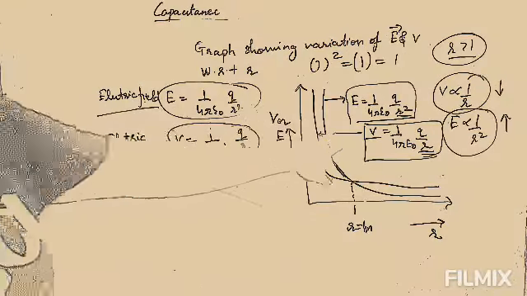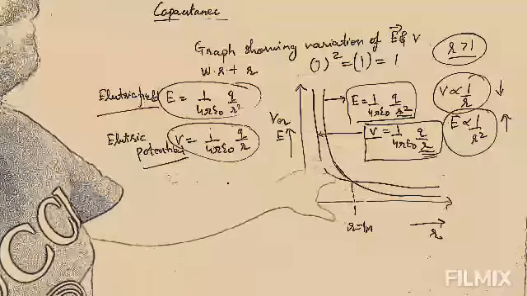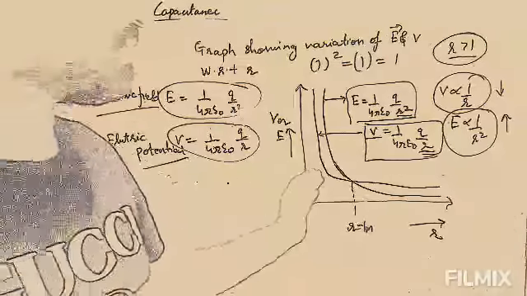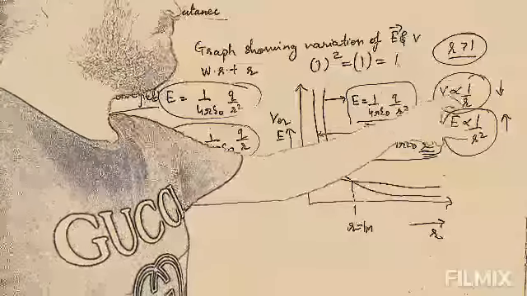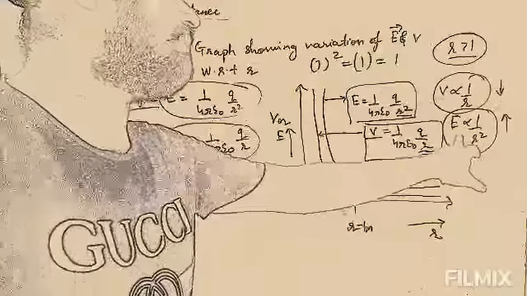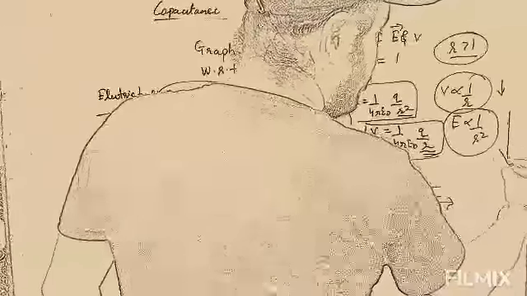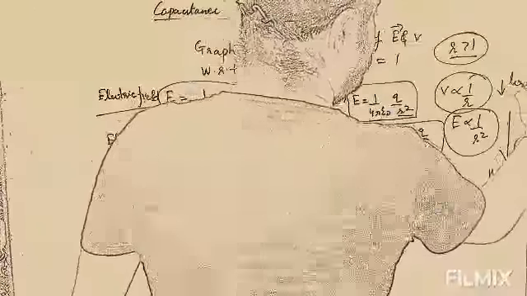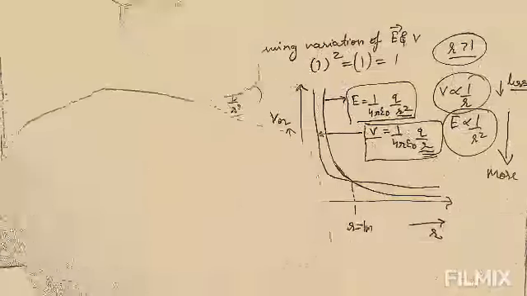So here no variation is seen much, because the distance was kept up to 1 meter. When the distance increases further, potential will decrease less as compared to E. E will also decrease, but it will decrease more. More decrease will be there in E, and less decrease in potential when r is greater than 1.